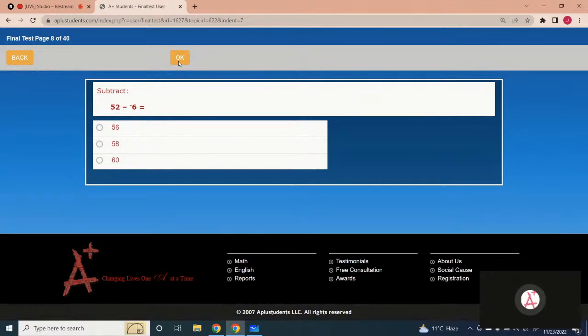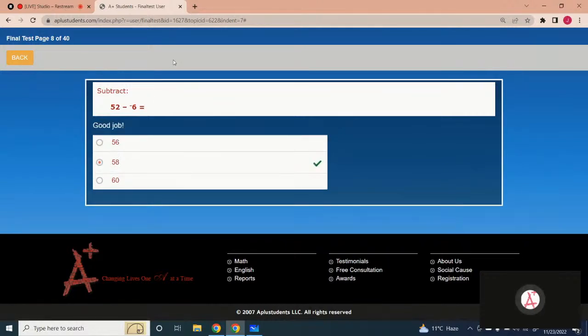So subtracting a negative number is the same as adding. So it would be 52 plus 6, which is 58. Got it?